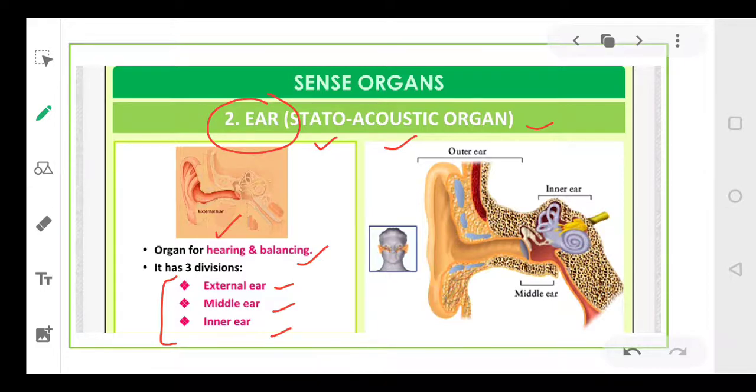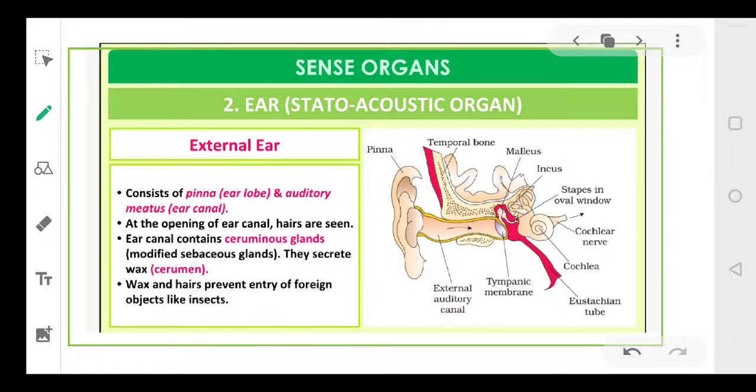Now look at the picture, dear students. This particular portion is referred to as the outer ear. This is your middle ear and this is your inner ear. So we can divide the human ear into three parts: outer, middle and the inner ear. Right? Now your external ear is made up of the pinna. This is your pinna. And the auditory canal, this particular canal which is referred to as the auditory canal. So this particular portion is referred to as the external ear. The external ear is made up of two main parts, the pinna and the ear canal.